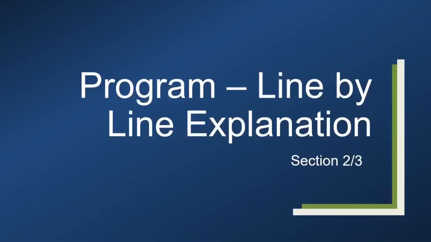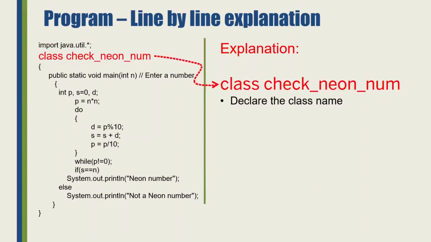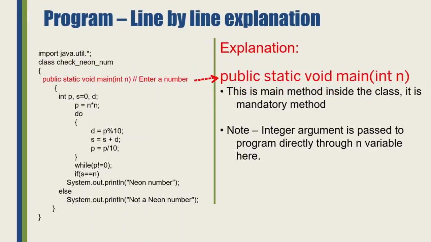Now let's move on to the next section, where we will analyze and understand the program line by line. In the first line, we have the import statement. This is used to import a specific package in your class so that you can use the methods from that package. For example, if you have to use math related methods, then you have to import the java.math package. Moving on to the second line, we have the name of the class. You can give this name as per your own choice. I gave it as check underscore neon underscore num.